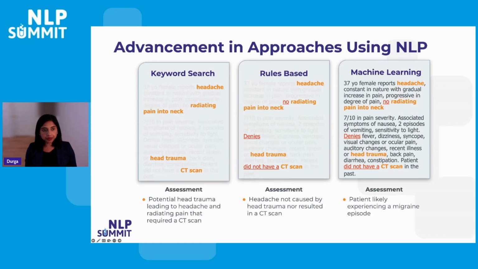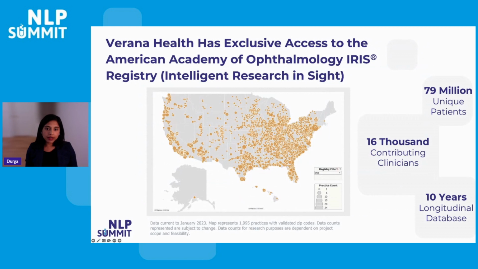What Verana Health does is that it has exclusive access to the American Academy of Ophthalmology Iris Registry, which is the largest ophthalmology EHR registry in the world. It has close to 80 million unique patients, 16,000 contributing clinicians, and a 10-year longitudinal database from all over the country. And this is where I will focus most of the rest of this talk, given that I'm an ophthalmologist.